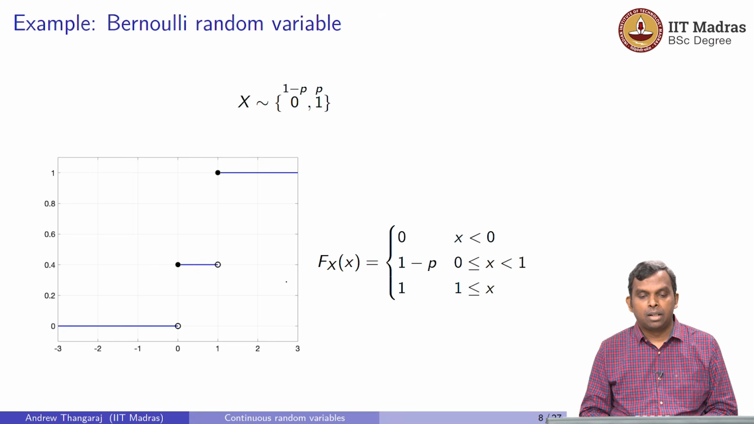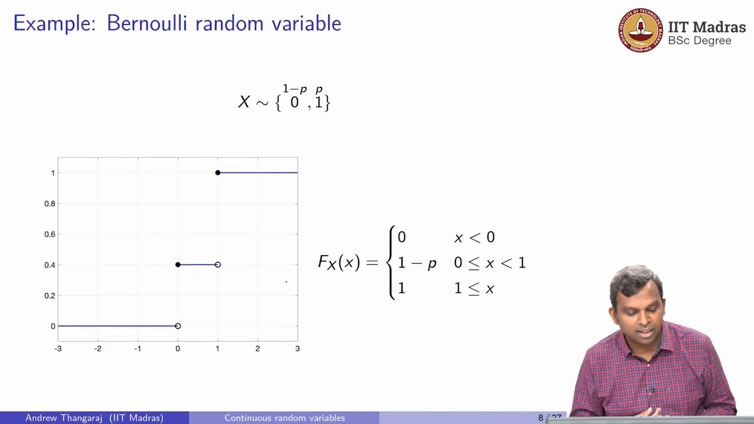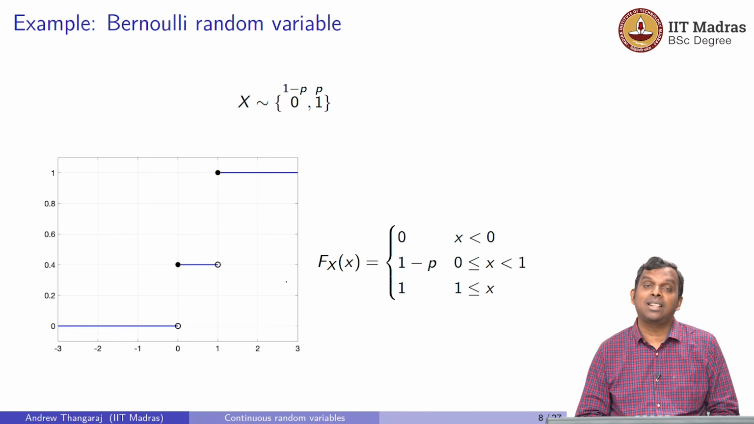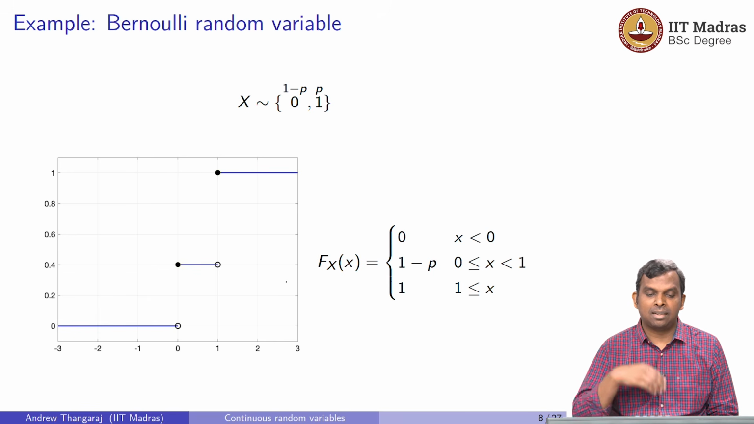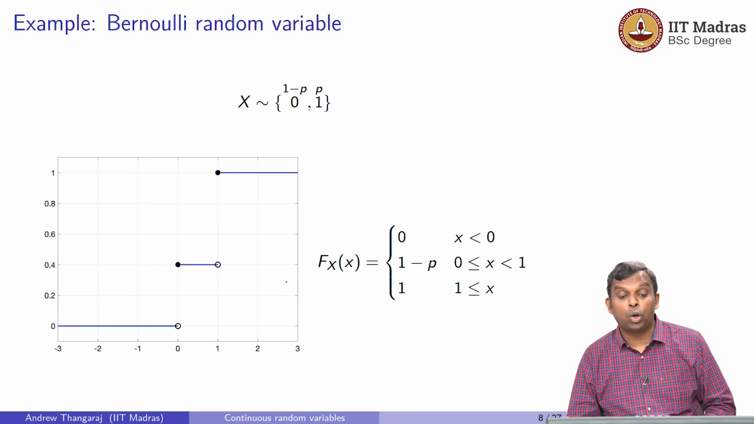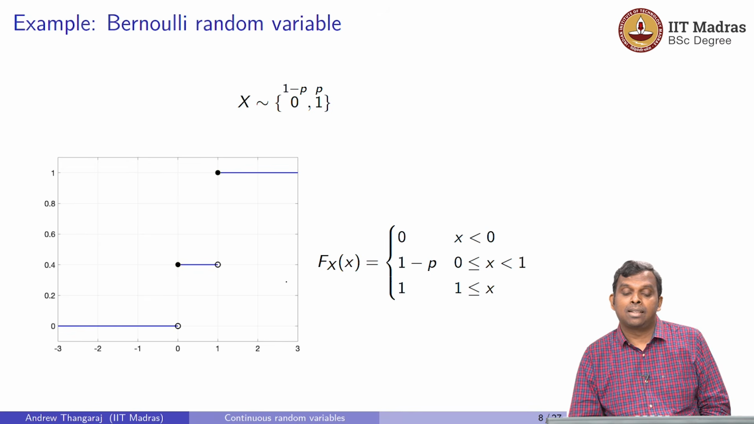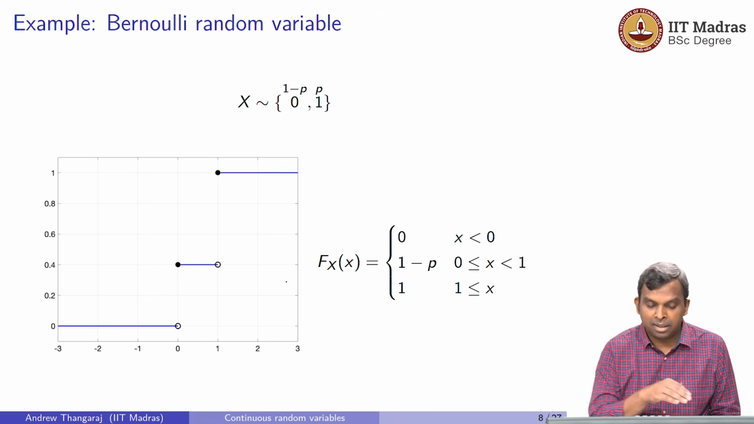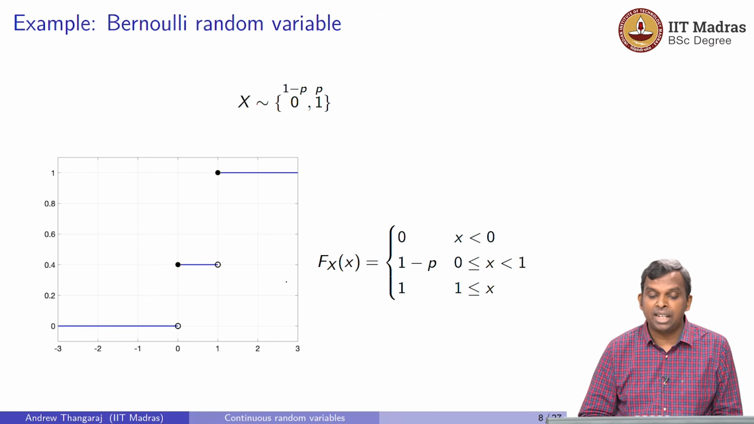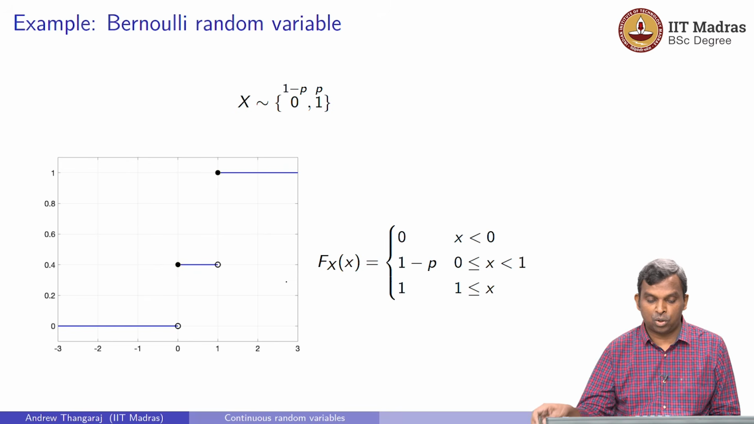Okay, let's start with examples. It's good to define things, but only when we do simple examples do we really understand what it is. So here's the simplest random variable that we can think of, the Bernoulli random variable x, taking 0 with probability 1 minus p and 1 with probability p. And here is a picture of the CDF of this. So this is a picture of Fx of x.